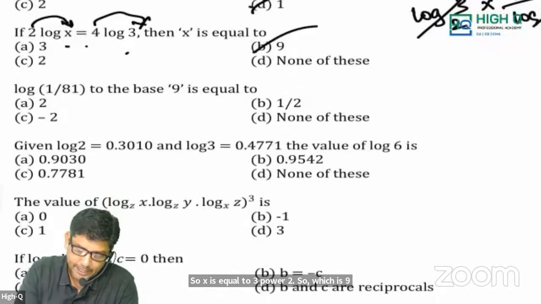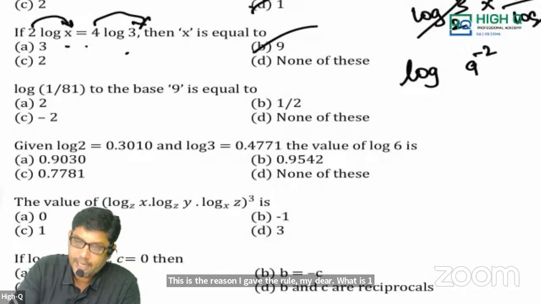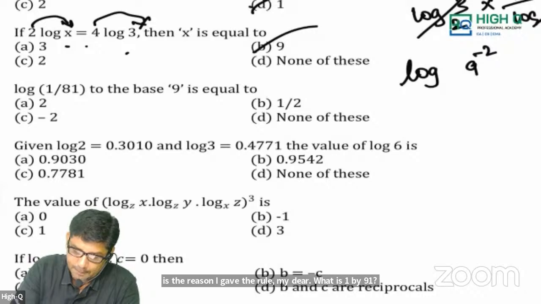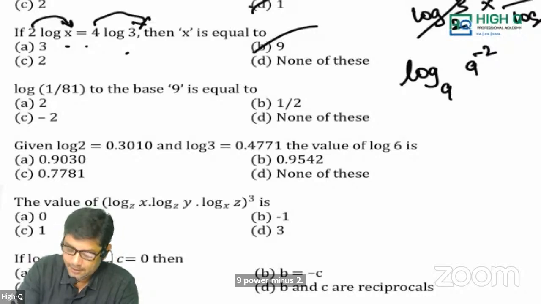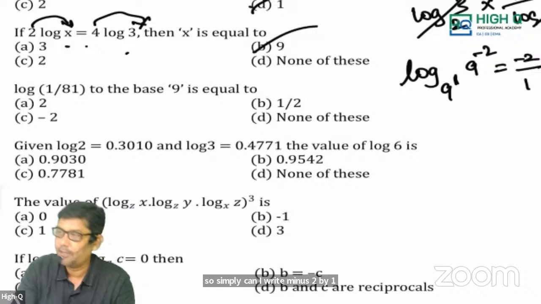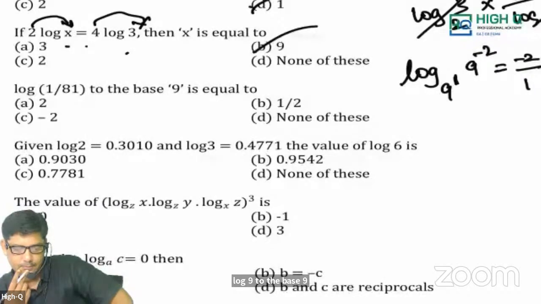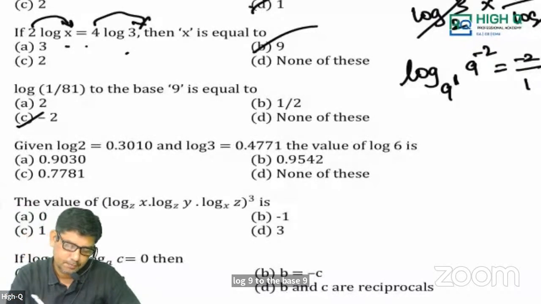Log 1 by 9 to the base 9. This is the reason I gave the rule, my dear. What is 1 by 9? 9 power minus 2, to the base 9. Can I write, my dear, simply minus 2 by 1 log 9 to the base 9? Minus 2 is the answer.